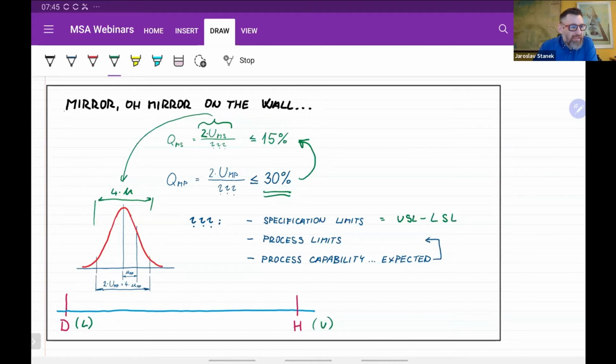So when it comes to measuring devices which you already have and which you are already studying, it may happen that the measurement system is over 15%, let's say 20, but the measuring process total, the QMP, is less than 30%. Well, in that case, the standards say the measuring device is not conforming. But I would say if the QMP is less than 30%, there is no reason why not to use that measuring device.